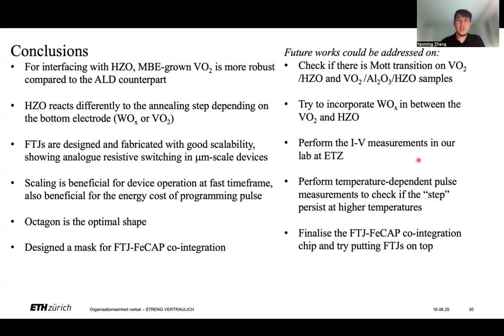Future work could address checking the metal-insulator transition of the vanadium oxide. We could also try to incorporate a tungsten oxide layer in between the VO2 and HfO2 superlattice as an oxygen supplier. In our lab, we have a better SMU, and during my master thesis stage, I spent a lot of time setting up the probe station in our lab, so hopefully we could make more accurate measurements in the future. We can do more temperature-dependent measurements to study the transport mechanisms and to explain the weird step we observed. And we should complete the co-integration shape and try putting ferroelectric tunnel junctions on top.